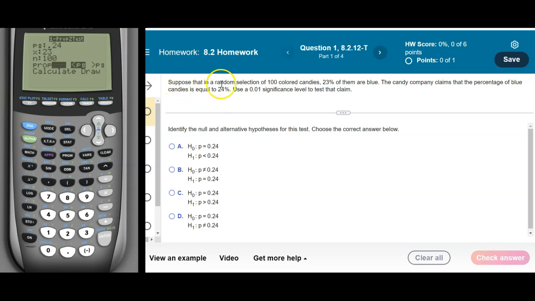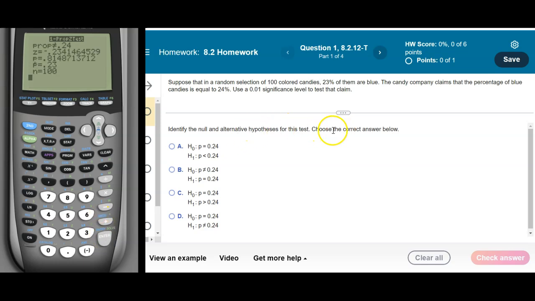Alright, it doesn't say anything about a direction. The company claims the percentage is equal to 24, so it doesn't say less than, greater than, not equal to. So when it doesn't imply a direction, when it doesn't say more than, less than, above, below, we don't see any keyword like that in there, we'll select the not equal. Alright, here's our calculation.